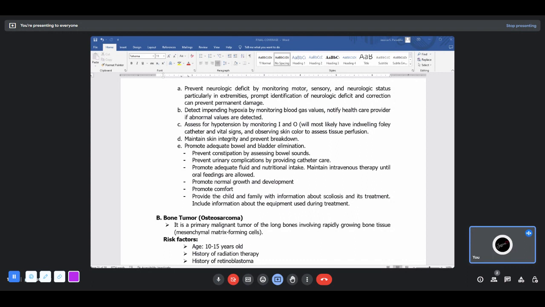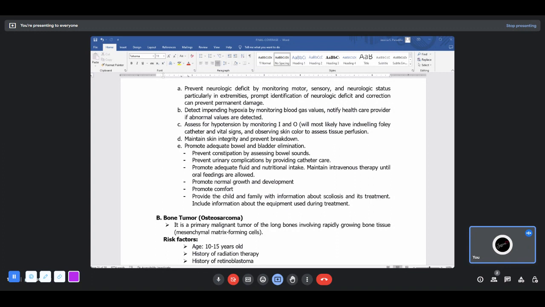Kasi once na nagkaroon ng breakdown yan, pwedeng pasukan na yan ng mga microorganisms, bacteria, ganyan, that which can lead to infection. Okay, promote adequate bowel and bladder elimination also. We have to prevent the constipation by assessing bowel sounds. Prevent urinary complications by providing a catheter care to prevent yung mga infections. And also promote adequate fluid and nutritional intake. Maintain the intravenous therapy until oral feeding is allowed. So, hindi pwedeng walang support ng fluid ang patient natin, lalo kapag naka-NPO siya.